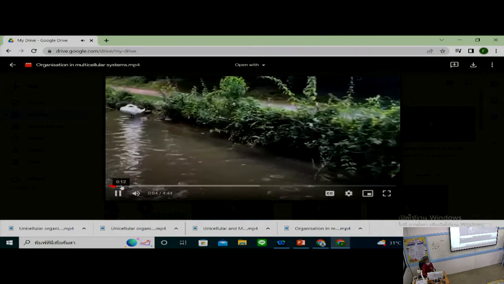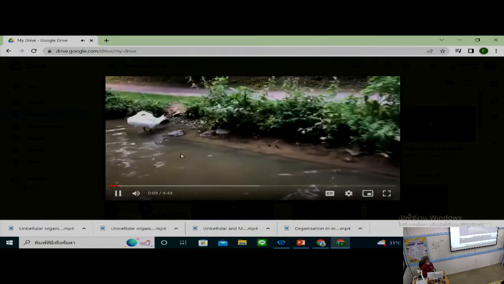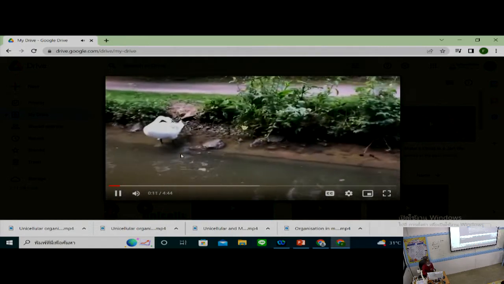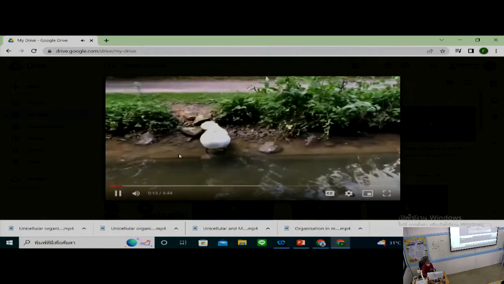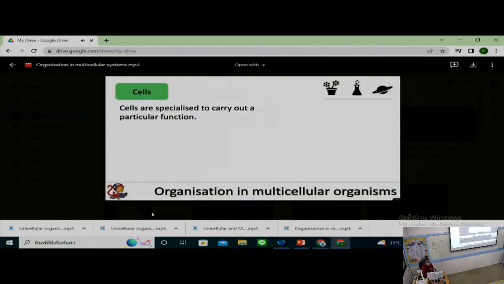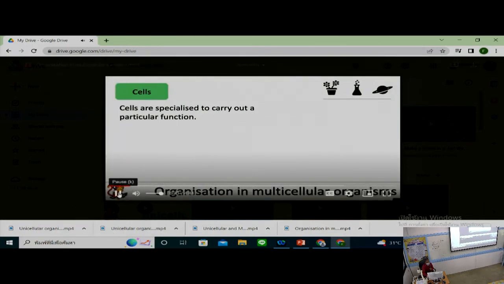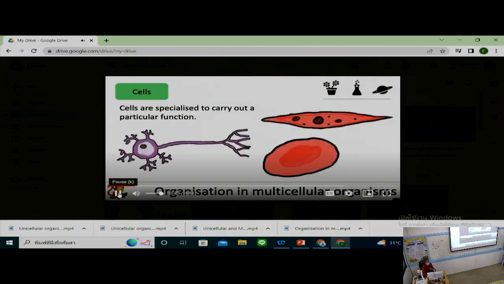Living organisms, such as plants and animals, are highly structured systems. In this video, we're going to look at the levels of organisation in multicellular systems, starting at the cellular level. The first level of organisation is cells. Cells are specialised to carry out a particular function, and in a previous video, we looked at some of these specialised cells.